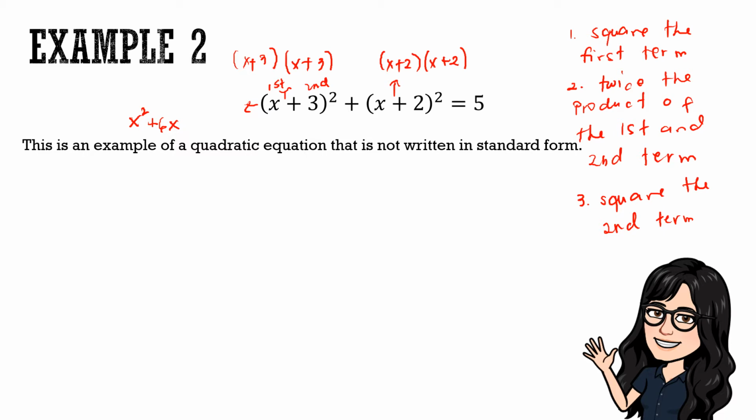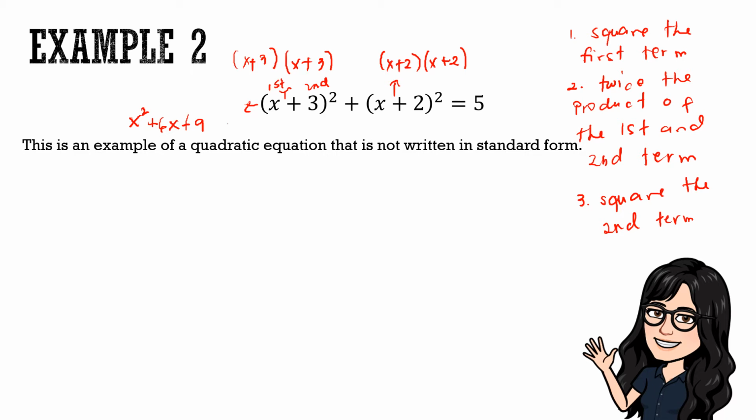Third, square the second term. Meaning, let's multiply 3 by itself. 3 times 3 is 9. Always remember that the first term and the last term of the given trinomial will become positive. The middle term will depend on the sign of your binomial.